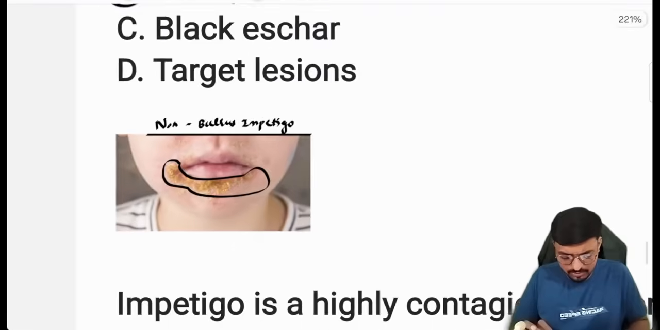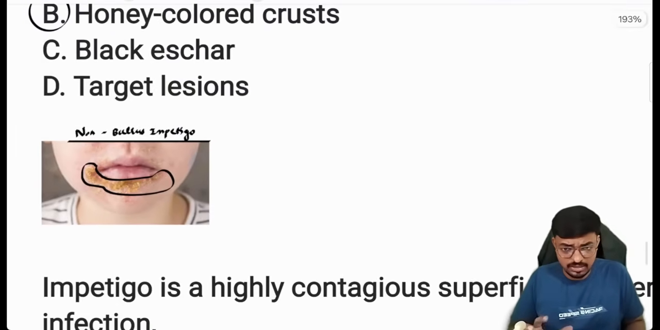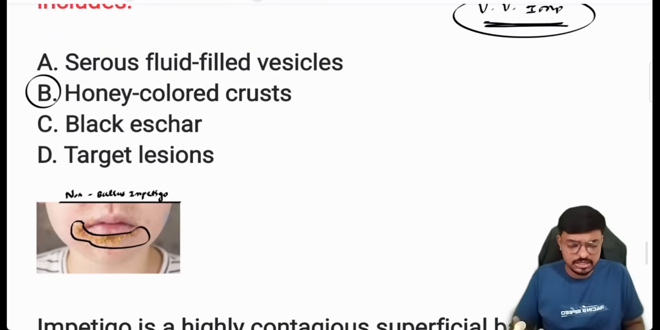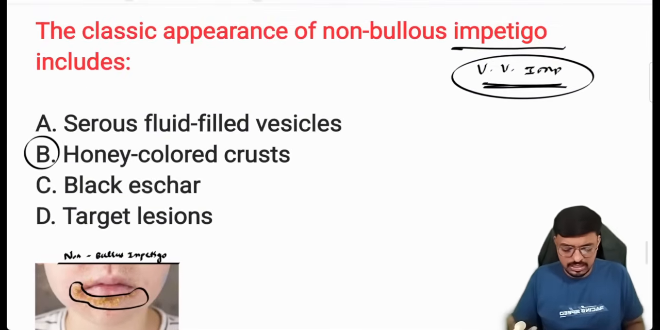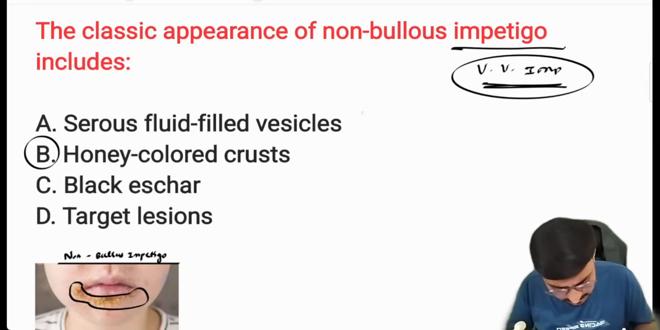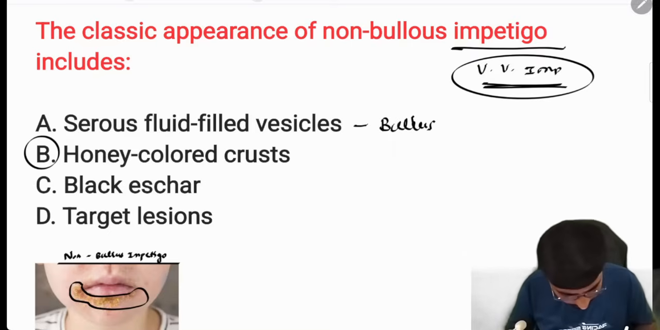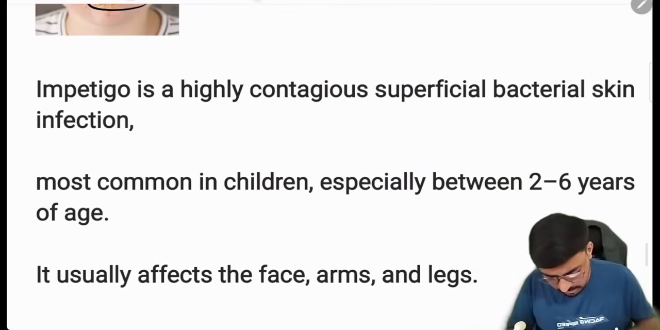Here we don't have fluid filled bullae. Here we have the crust, meaning ruptured vesicles, which look like a honey colored crust. So that is the classic appearance we will get in non-bullous Impetigo. Serous fluid filled vesicles will be seen in bullous Impetigo. Let's discuss this particular Impetigo in detail.